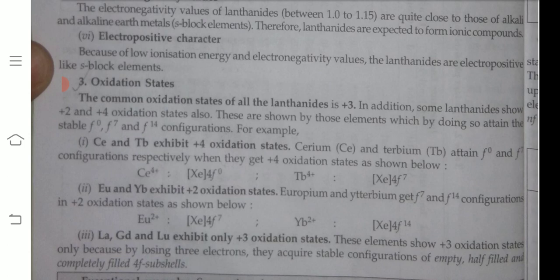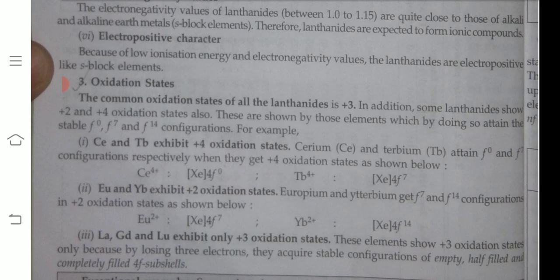Oxidation states. The common oxidation state of all the lanthanides is +3. In addition, some lanthanides show +2 and +4 oxidation states also. These are shown by those elements which, by doing so, attain the stable f0, f7 and f14 configurations.